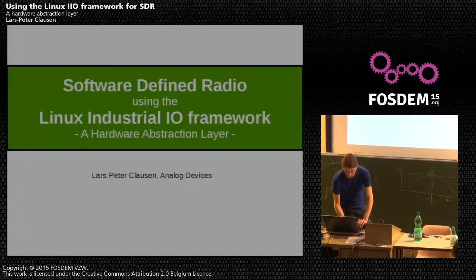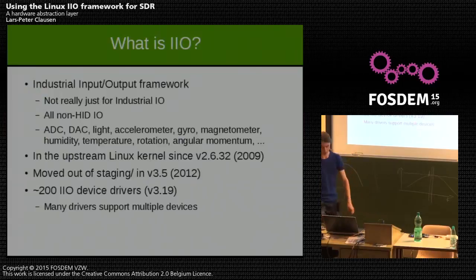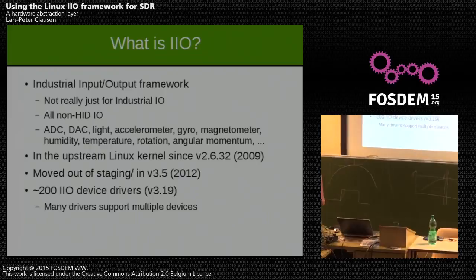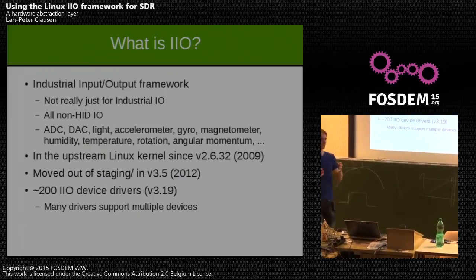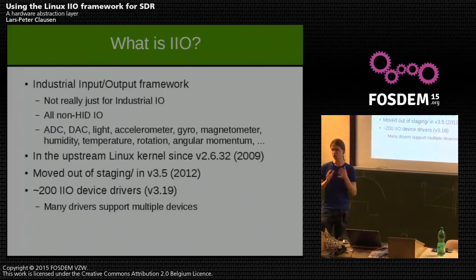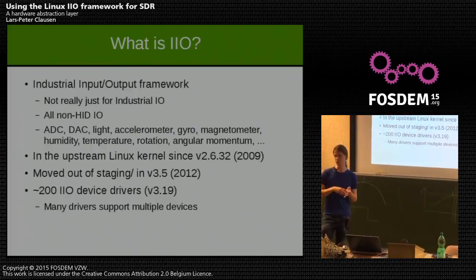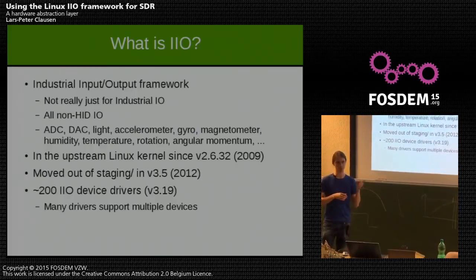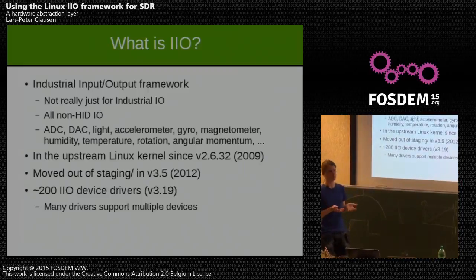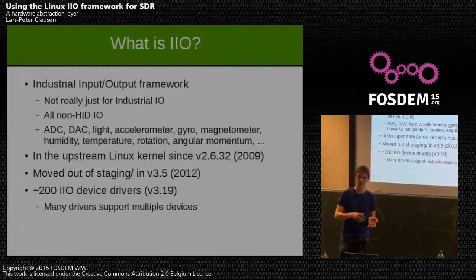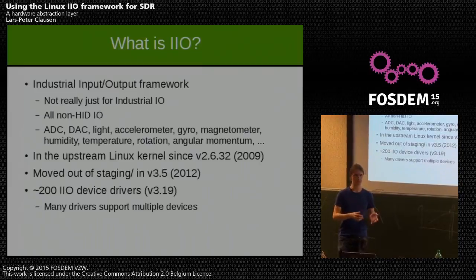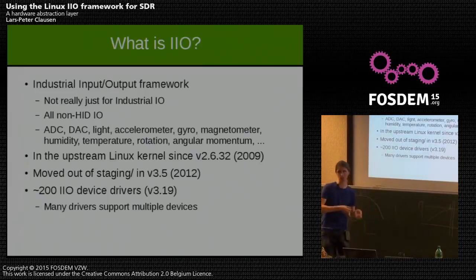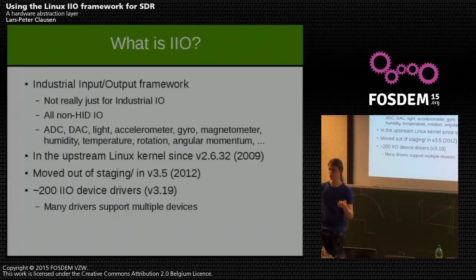Let me quickly start with what is actually IIO. It's a framework in the Linux kernel. It handles pretty much all non-human interface input and output devices. The name says industrial I/O, but it's really because we have in the Linux kernel the input framework, which handles human interface input. So we had to come up with a different name for this framework. It's called industrial I/O, but it really handles all kinds of sensors.